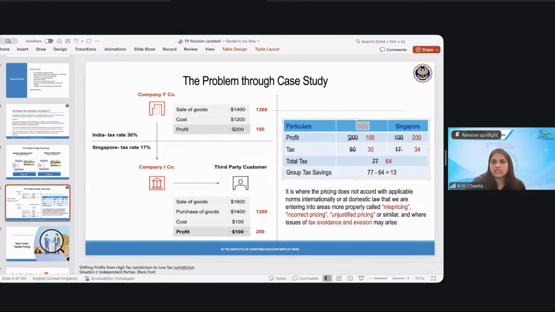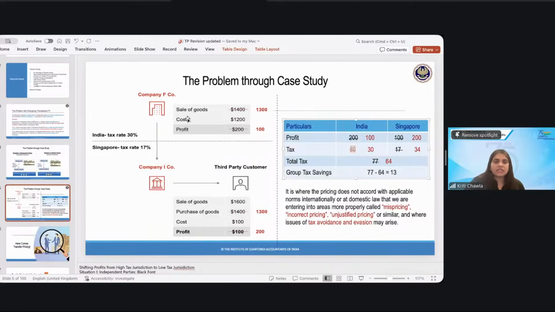This table, if you see in India, the profit is $200, and the tax in India is at the rate of 30%. It's provided here. So tax on $200 at the rate of 30% makes it $60. So this is $60, the tax that they have to pay in India.